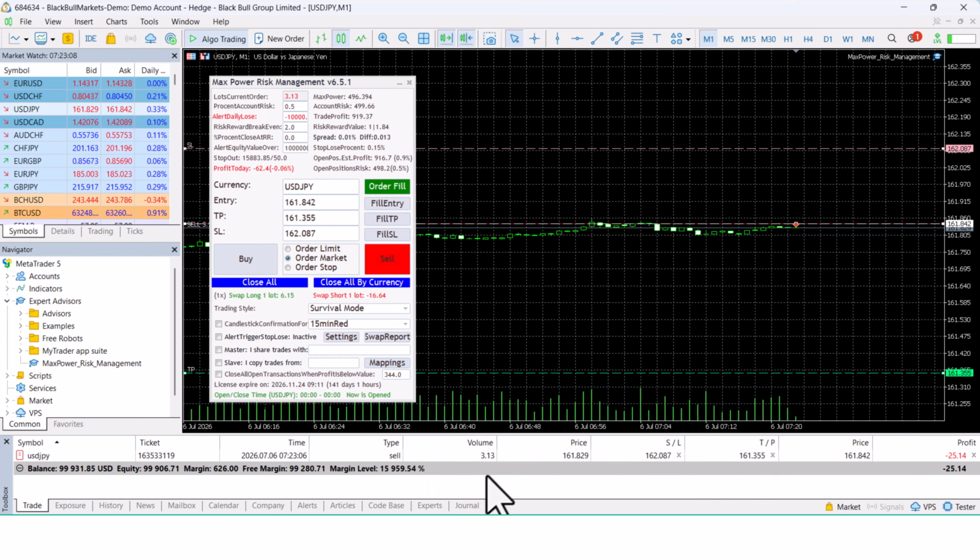And as you can see, in this moment I was able to open a sell position. Here we have the risk for this position, and here we have the take profit for this position. This is all about lot size calculation in forex using Max Power Risk Management application in Metatrader 5.